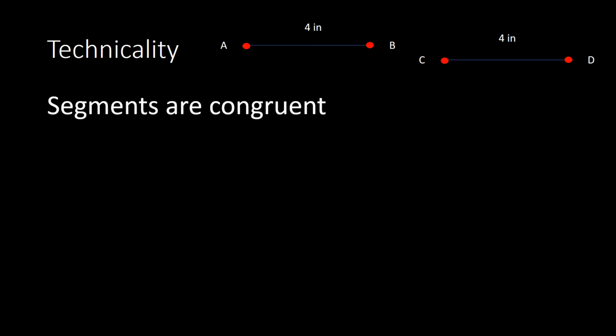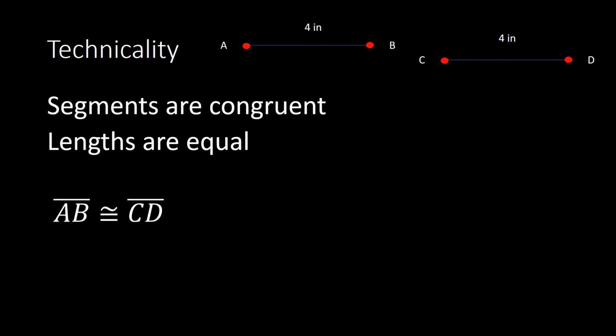Now there is a slight technicality that I need to point out, and that is the fact that segments are congruent, whereas lengths are equal. So for example, we see segment AB and segment CD. Okay, those shapes are congruent. So shapes are congruent. AB is congruent to CD, whereas the segments, the lengths of the segments are equal. So AB would equal CD. So take note of that nuance.